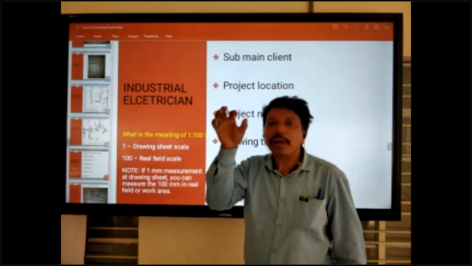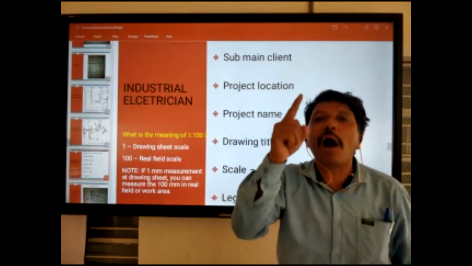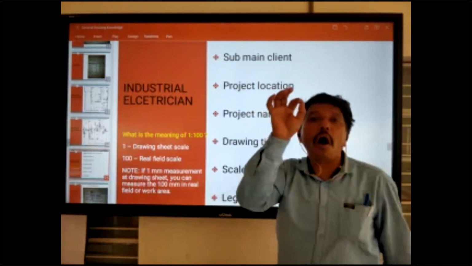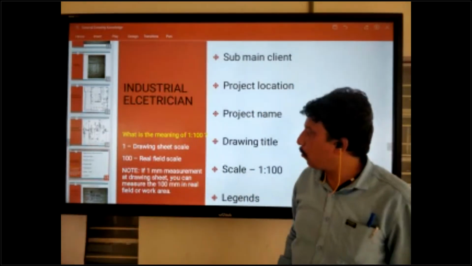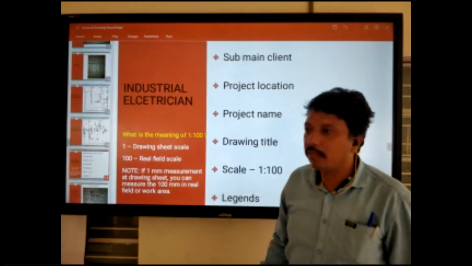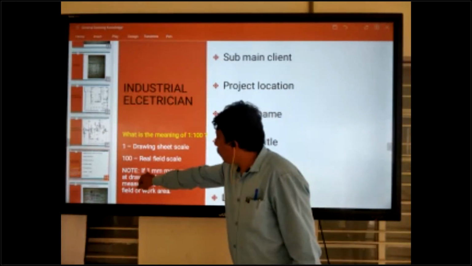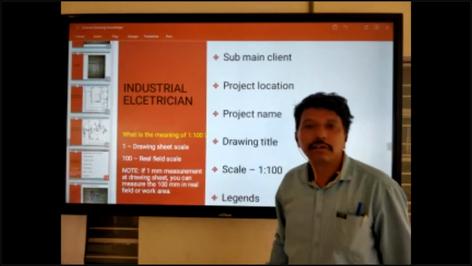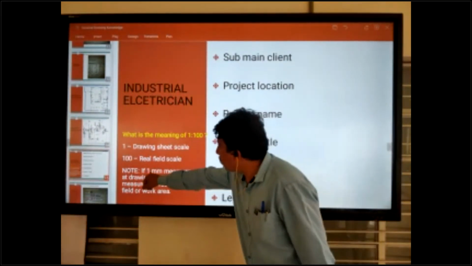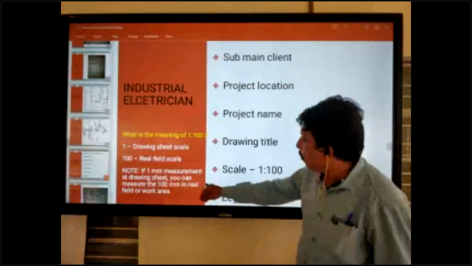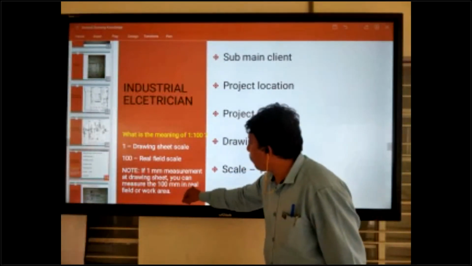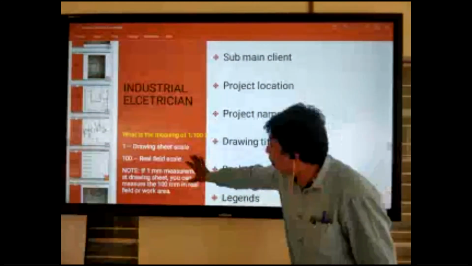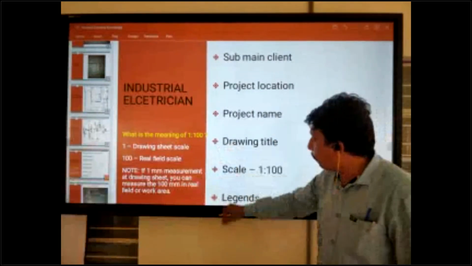If the measurement on the drawing sheet is 1 mm, in the real field the measurement is 100 mm. You can measure 100 mm. So if the drawing sheet measurement is 1 mm only, you can measure 100 mm in the real field or work area. Is this clear to you? Okay, so you can be clear about this.